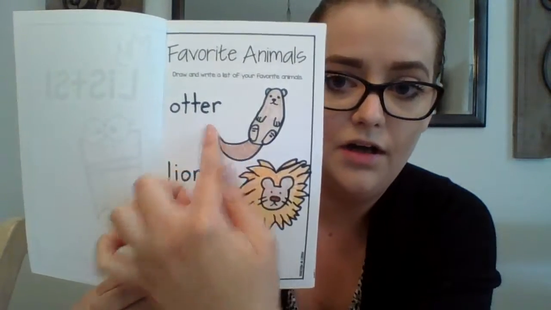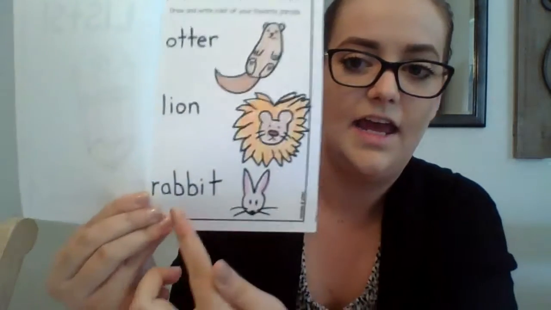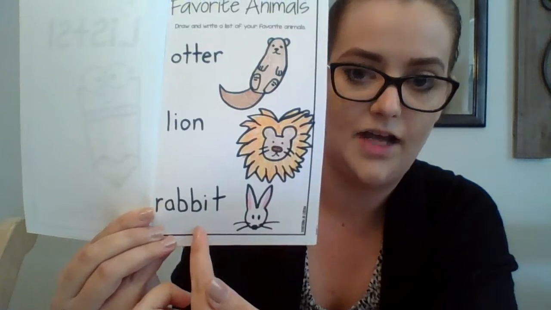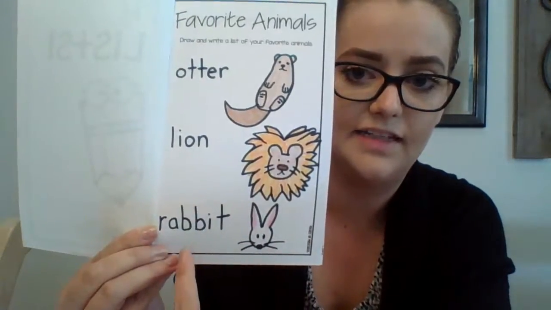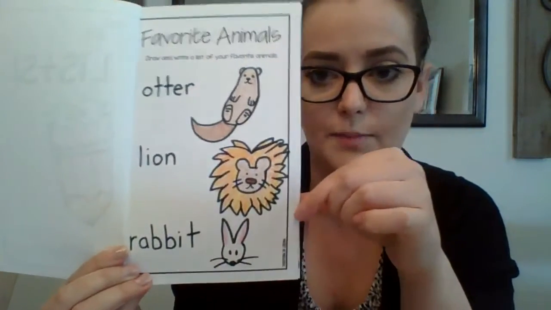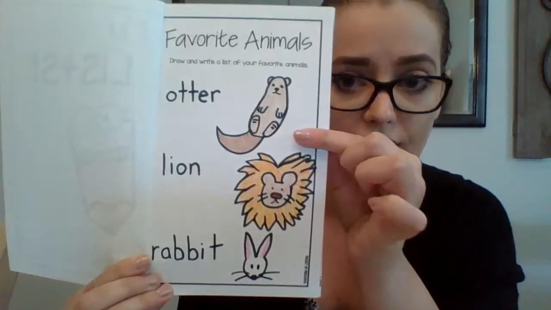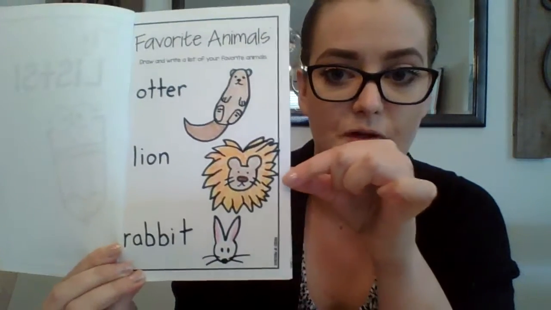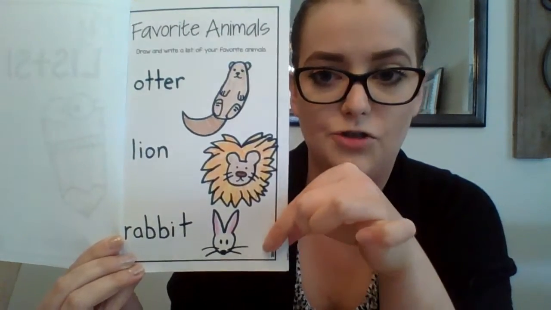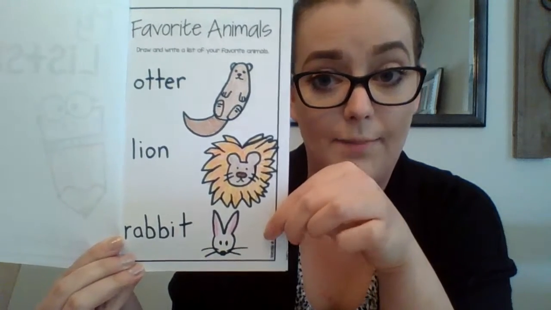So she wrote otter, lion, and a rabbit, right? So I chose 3 animals. I created that list. And then I also made a list of their pictures too. So I drew a picture of an otter. I drew a picture of my lion. And then I drew a picture of my rabbit right here.